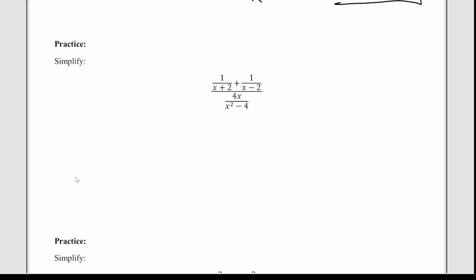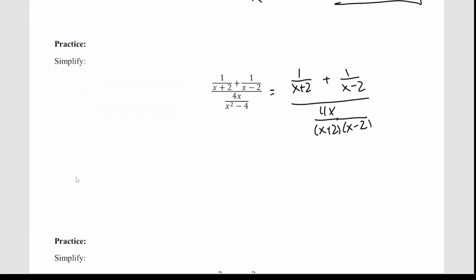For the next one, it's going to help to go ahead and notice that denominator here, I'm just going to rewrite that, is actually going to factor into x plus 2 times x minus 2, because that is a difference of squares, x squared minus 2 squared in this particular case. So we're going to go ahead and notice that means the least common denominator would be x plus 2 times x minus 2.